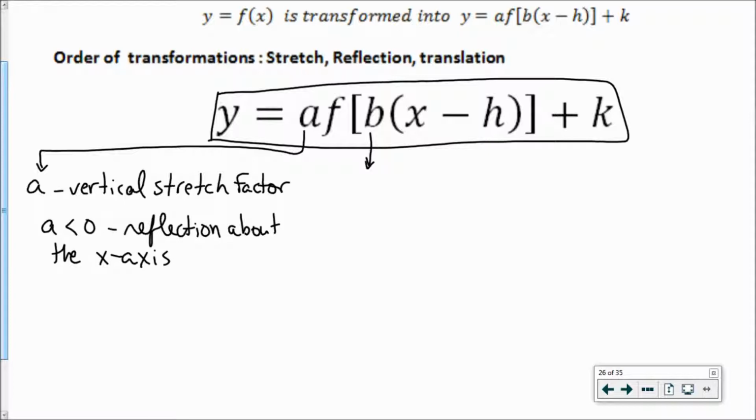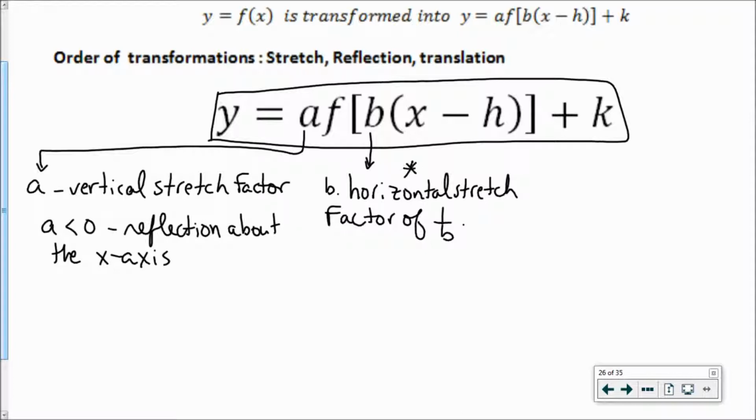Looking at b, we have a horizontal stretch. But here, the factor is 1 over b, the reciprocal of b. So that's sort of the trick to remember with b. If b is less than 0, then that means we have a reflection about the y-axis.